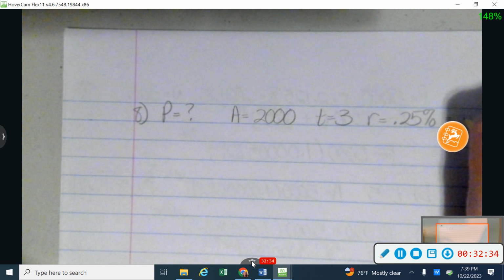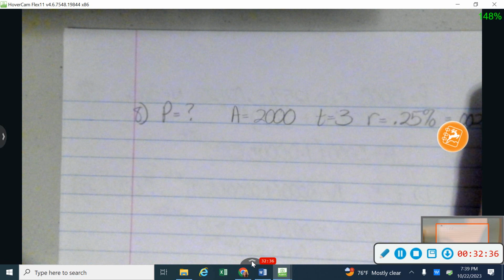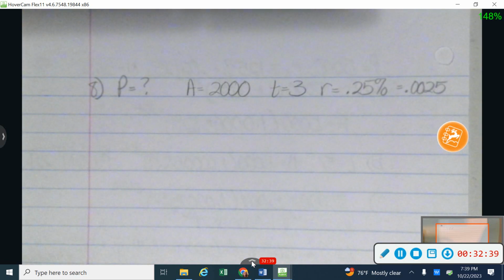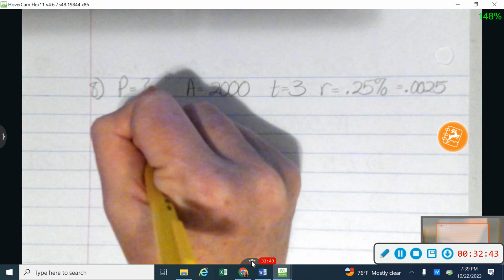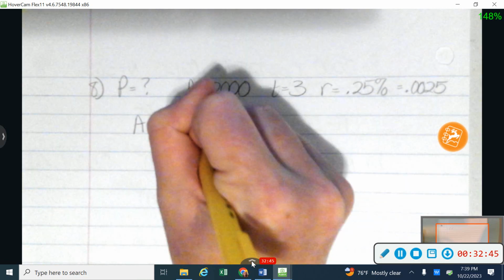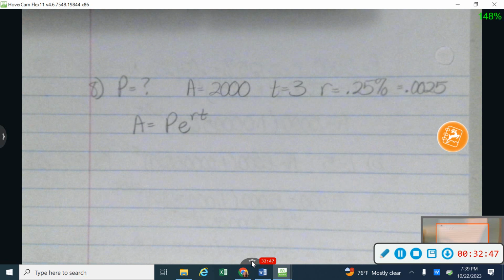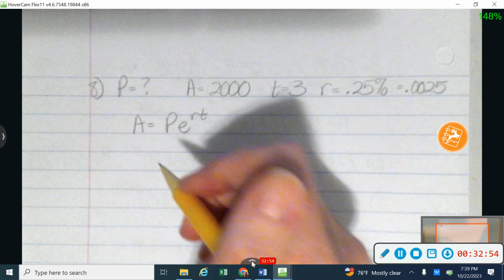So let's go ahead and make that 0.0025 to be able to use it as a decimal. And then we want to compound continuously. So again, compound continuously tells me that I'm going to use my Pert formula. It says to round to the nearest cent. All right, so we're not often looking for the principal amount, but here we go.